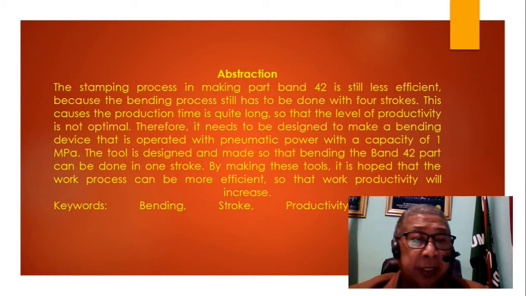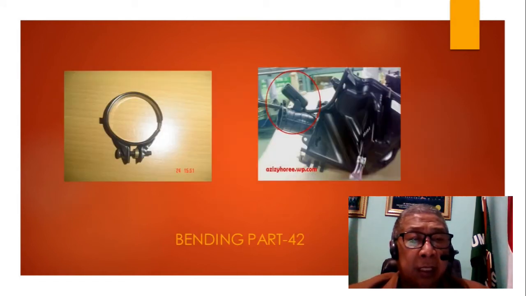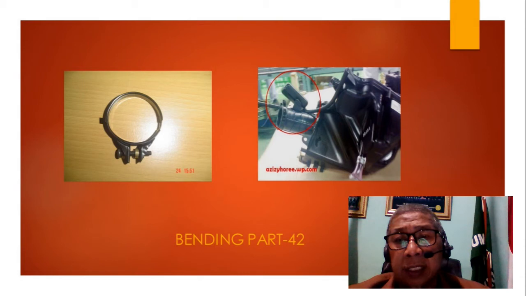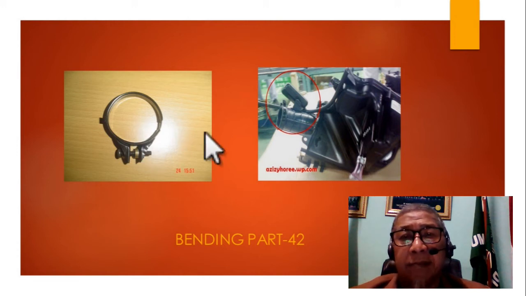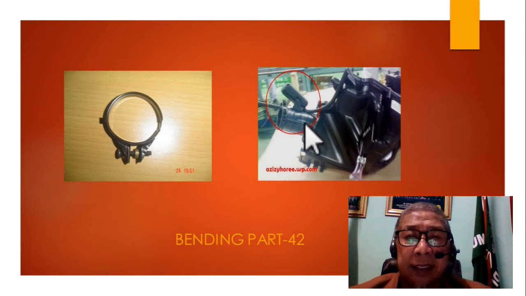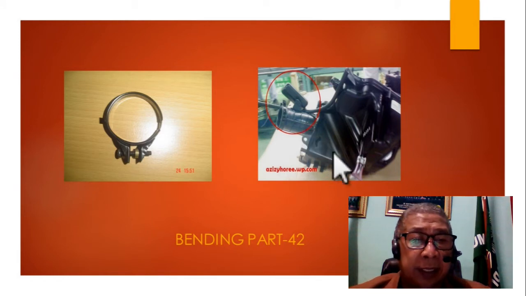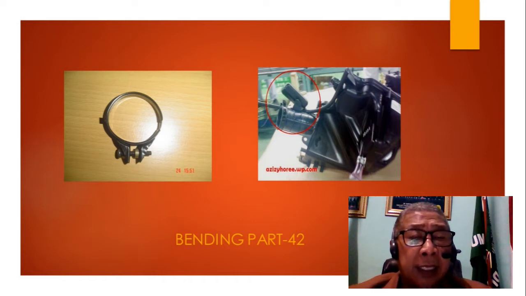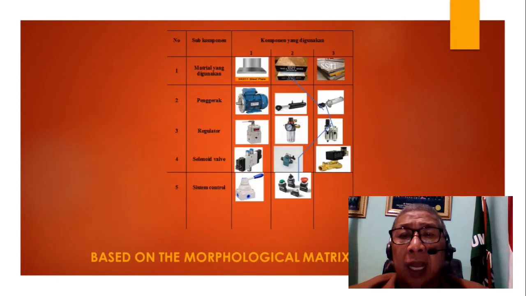Ladies and gentlemen, this is bending part 42. Bending part 42 is the clamp of the motorbike. Yes, it's a motorbike.